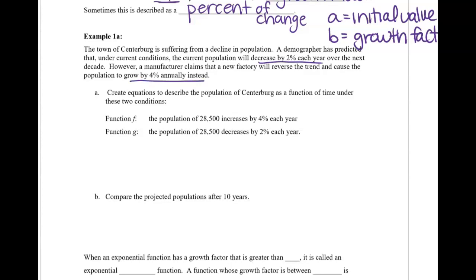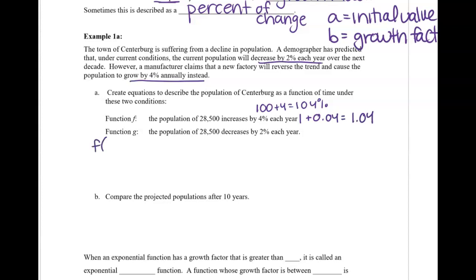So we'll make two equations. Function f, where the population of 28,500 increases by 4% each year, and function g, where it decreases by 2% each year. As far as a percent goes, if you multiply by 1, nothing changes, right? So that's essentially multiplying by 100%, so adding 0%. If you want to increase 4%, we're essentially doing 100% plus 4, which is 104%. But in an equation, we do 1 for 100% plus 0.04, which is 1.04.